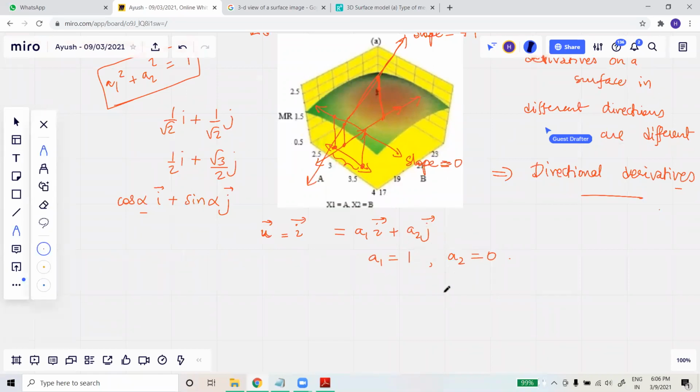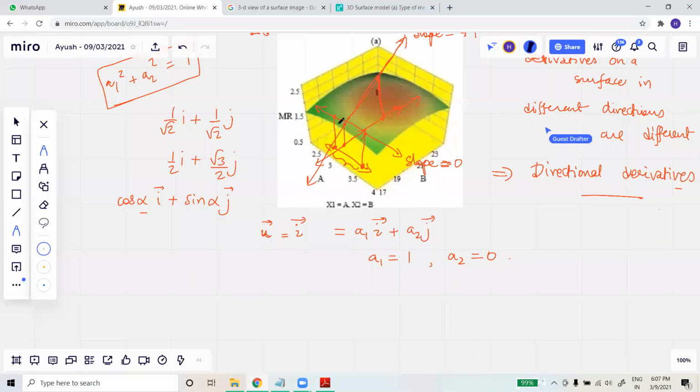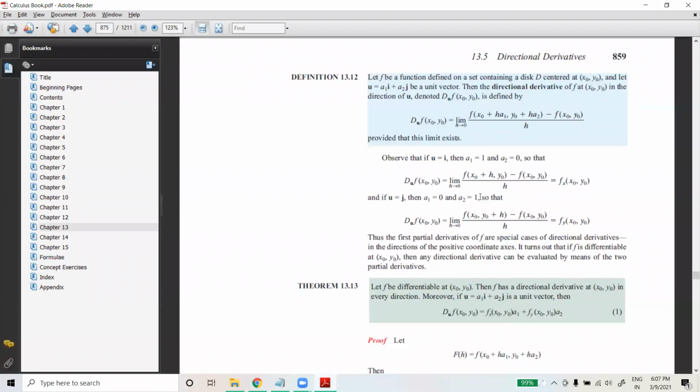Then what happens? If you plug into this thing, a1 is 1, a2 is 0. So it becomes f of x0 plus h comma y0, minus the same thing, divided by h. Now observe what this is. Only the x changed, y did not change. If you're traveling along the x direction, only x will change, y will not change.